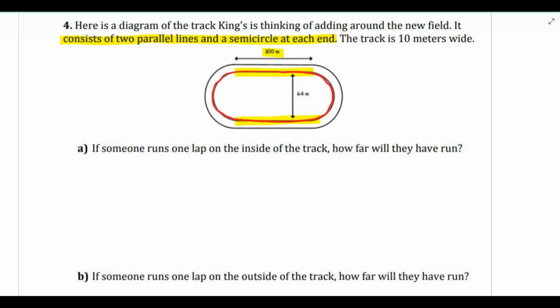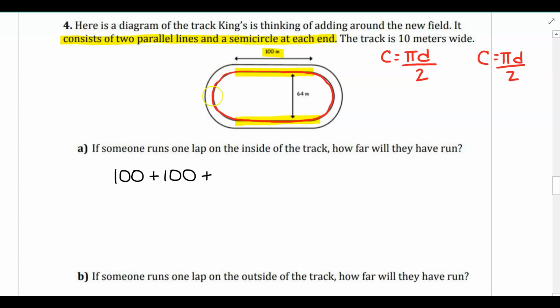So if I'm looking for the length of this path, I already know that I'm going to combine 100 meters plus another 100 meters plus my 2 semicircle ends. Now, when I'm looking at my semicircle ends, I know that in order to find the length of a circle or a semicircle, I need to utilize circumference. Circumference is pi times diameter. And if I'm looking for a semicircle, I'm going to cut that in half. So let's say this is the circumference of the right semicircle. The left semicircle is another pi times diameter divided by 2.